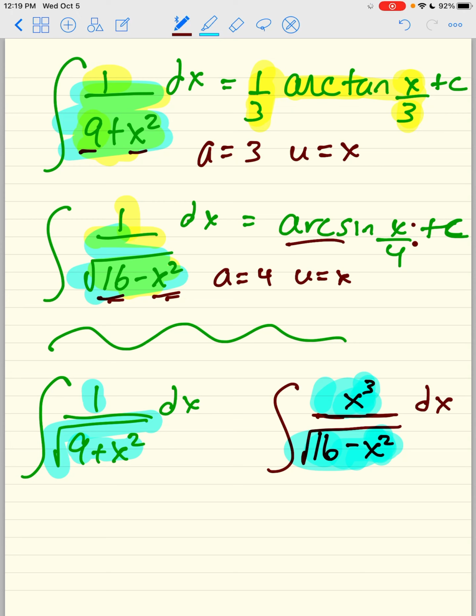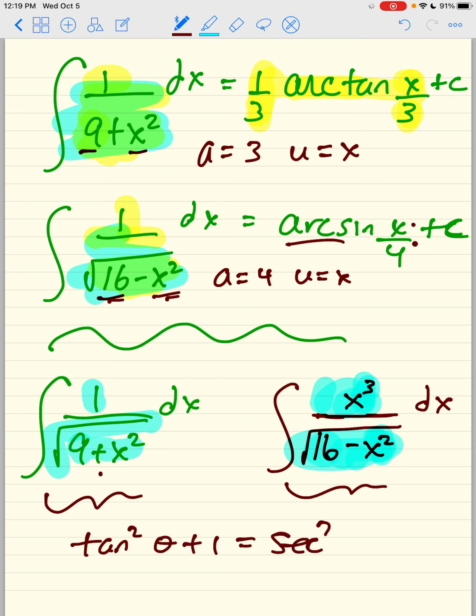So I'm going to show you what happens when there's a plus and what happens when there's a minus. In this video, I will only do the plus so I can make the video short. In the next video, I'll do the minus. When you have something that looks like an arctan, but there's a square root, what you want to do is use the special formula tan squared theta plus 1 equals secant squared theta.